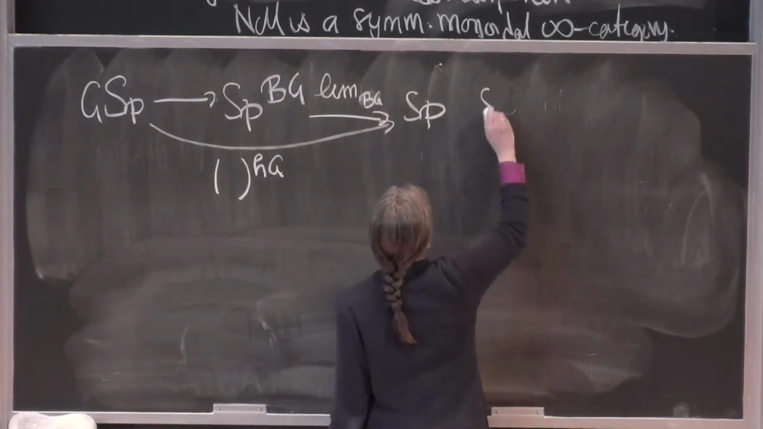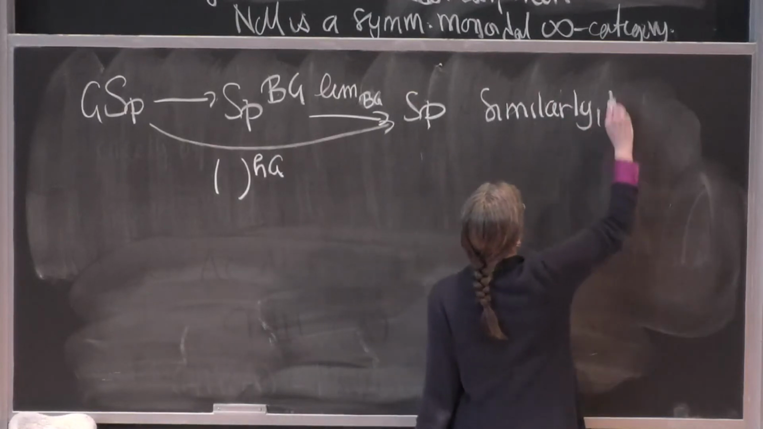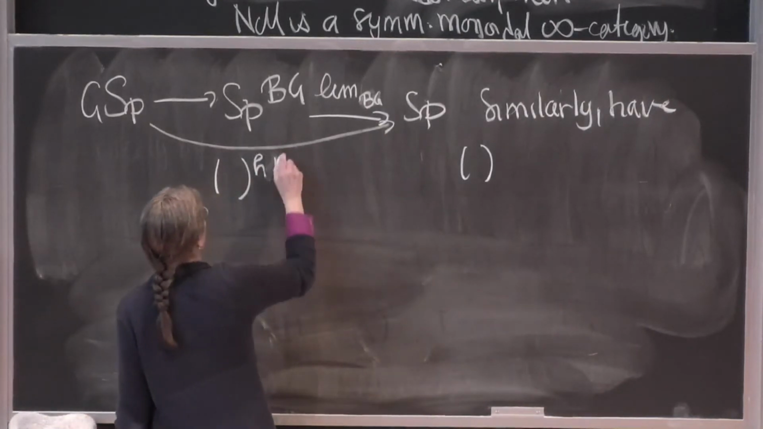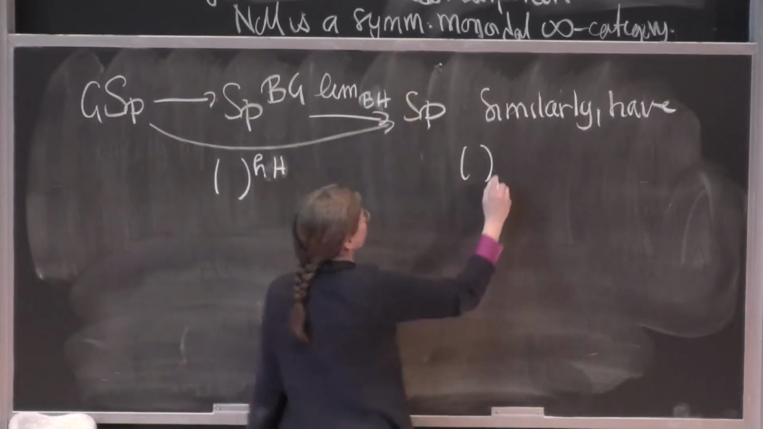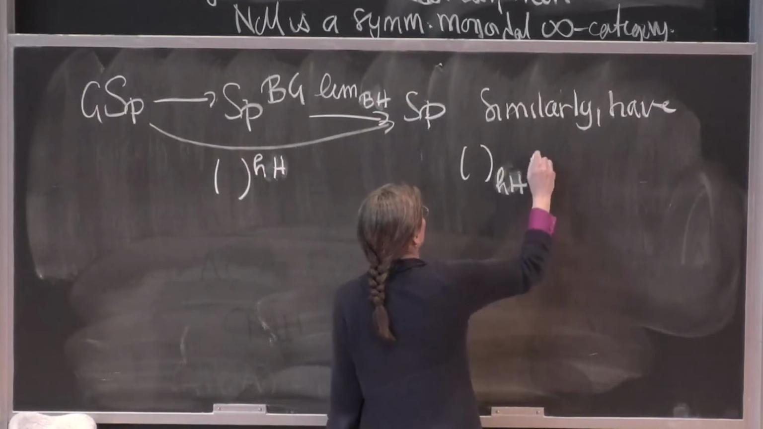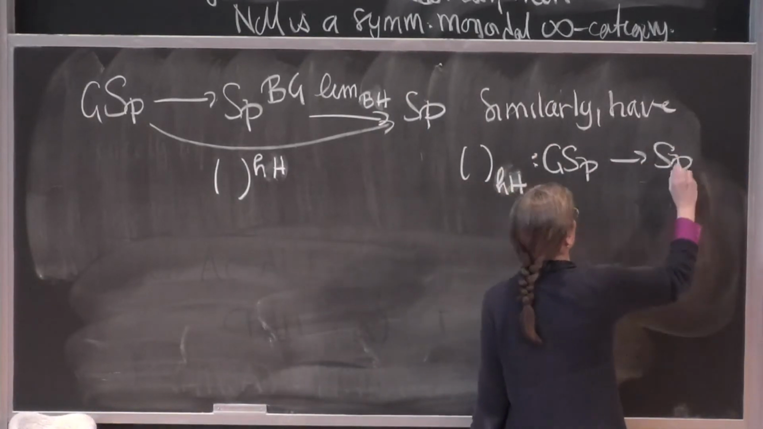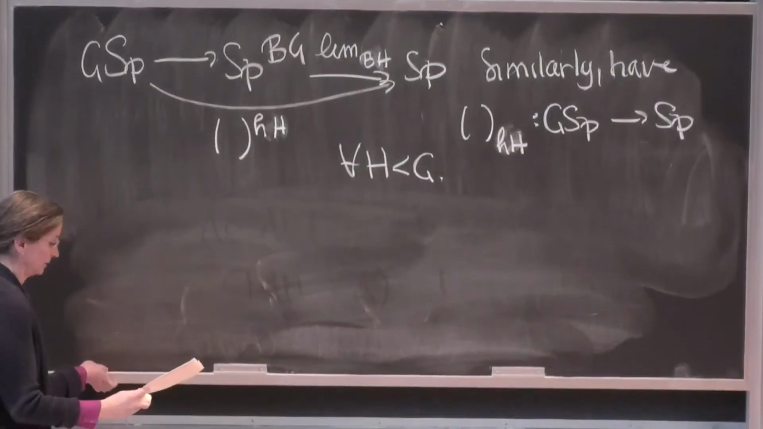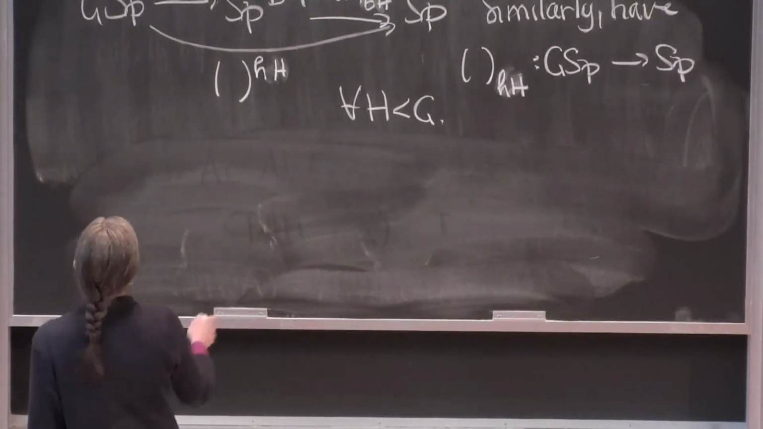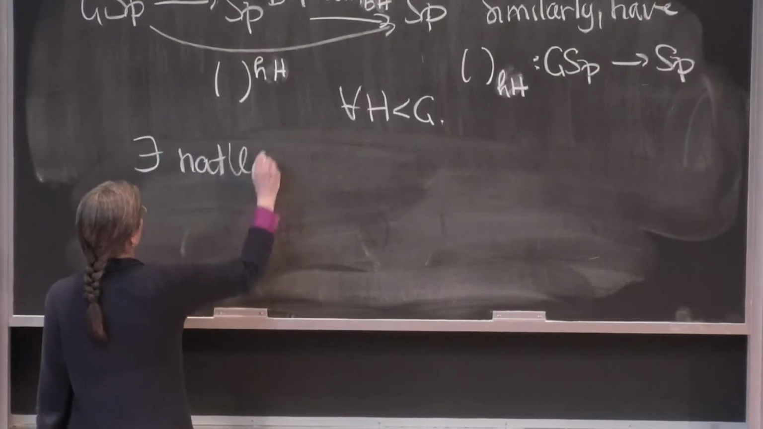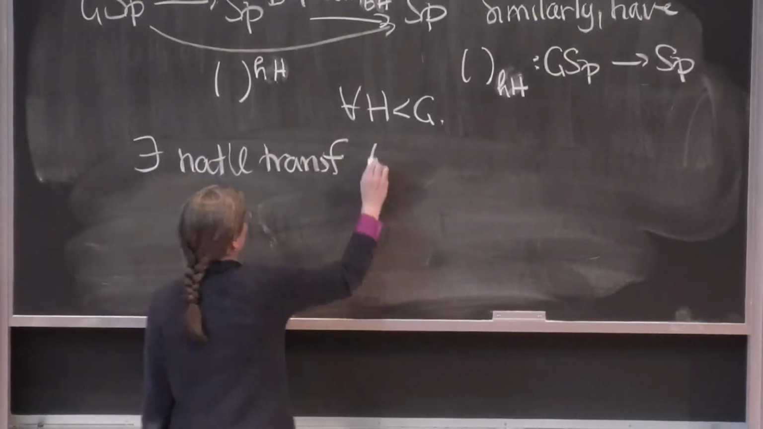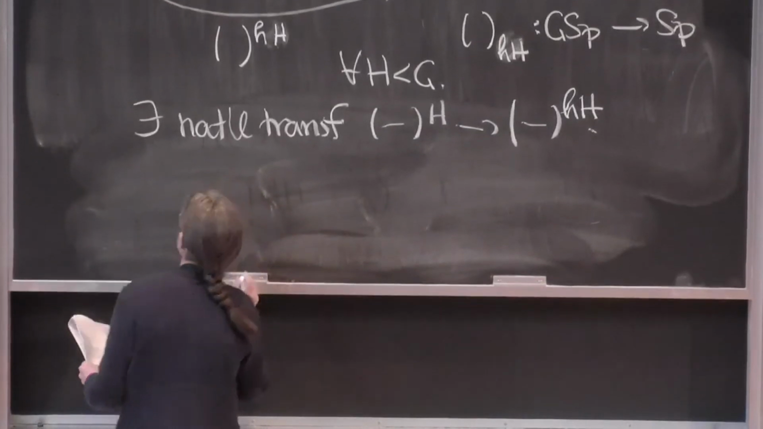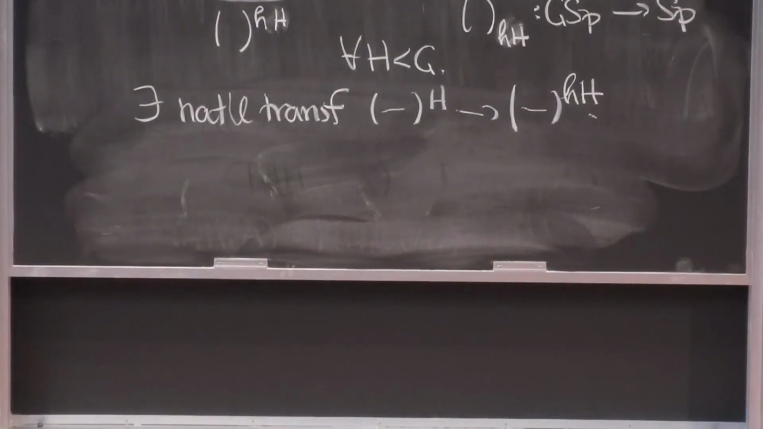And similarly, you have a homotopy orbits functor, for every subgroup H in G. Okay. Moreover, there's a natural transformation between the categorical and the homotopy fixed points. All right.